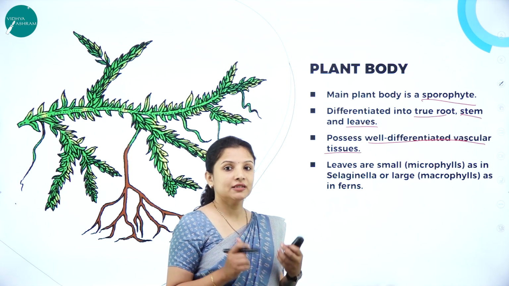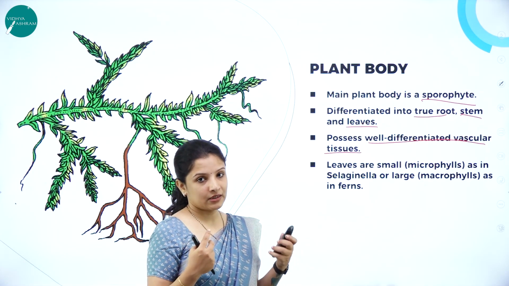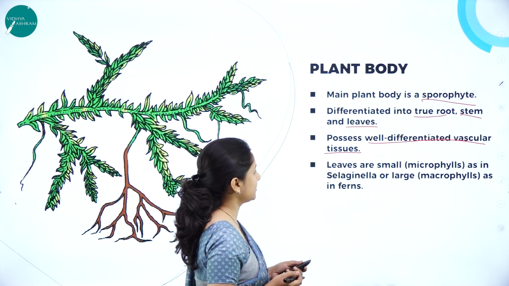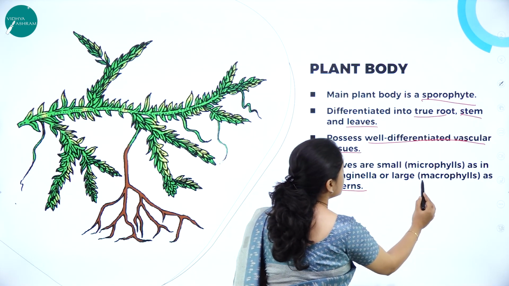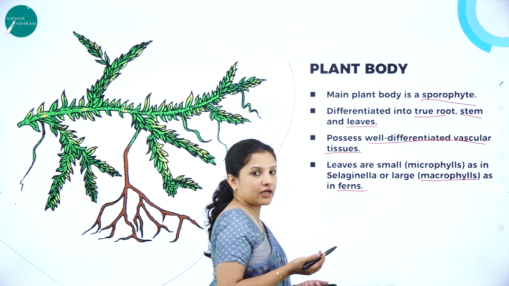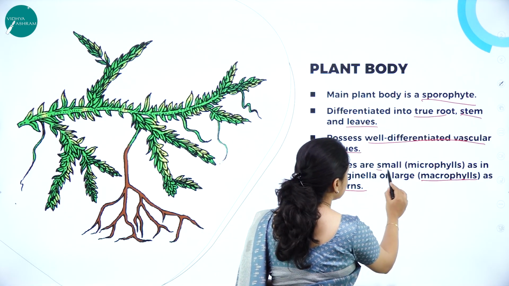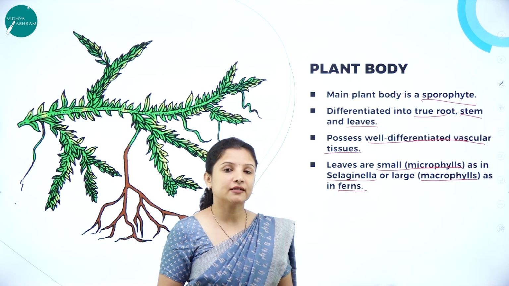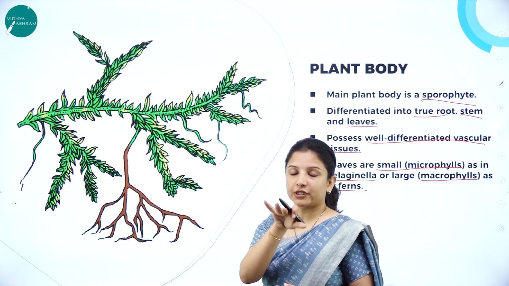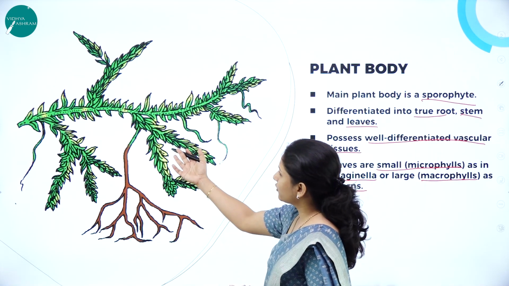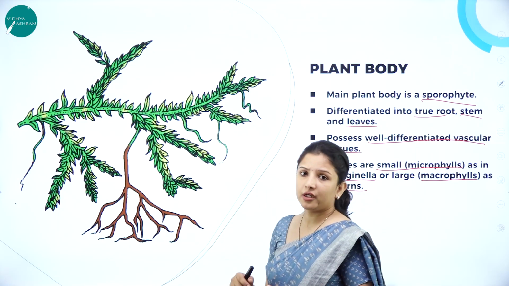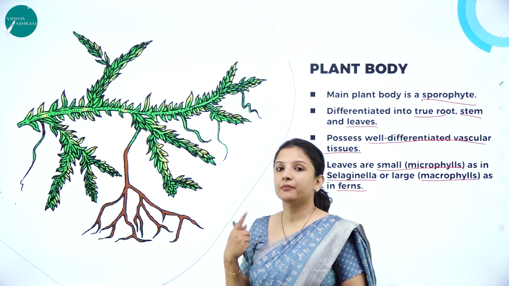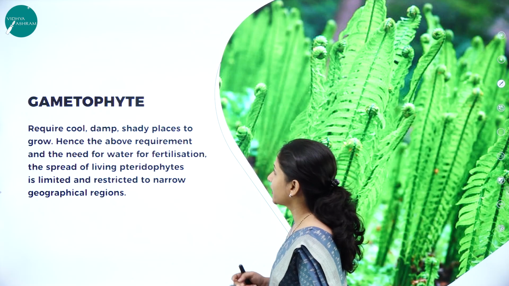And talking about the leaves, they can be larger in the case of Pteris. If you can see in the previous image, they have larger leaves in the case of ferns. Such leaves are called macrophylls. Some pteridophytes can also have small leaves, that is microphylls, in the case of Selaginella. Selaginella is a pteridophyte that is found in water, floating on the water. Lycopodium also has small leaves. So they have microphylls, or small leaves, and macrophylls, or larger leaves. Next, talking about the gametophyte.